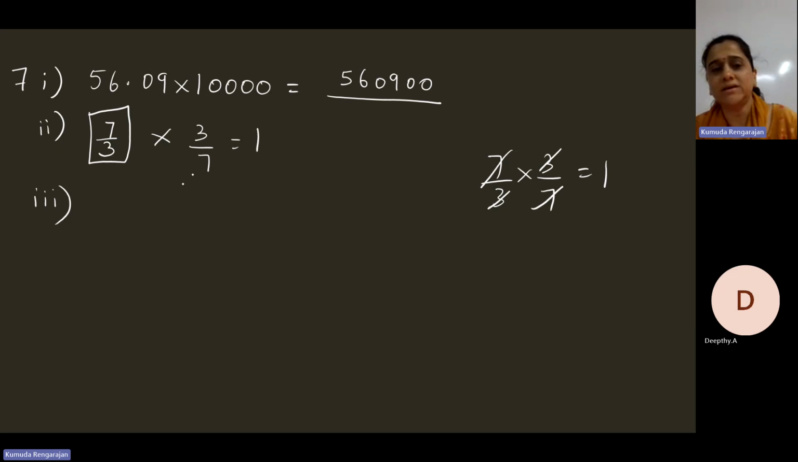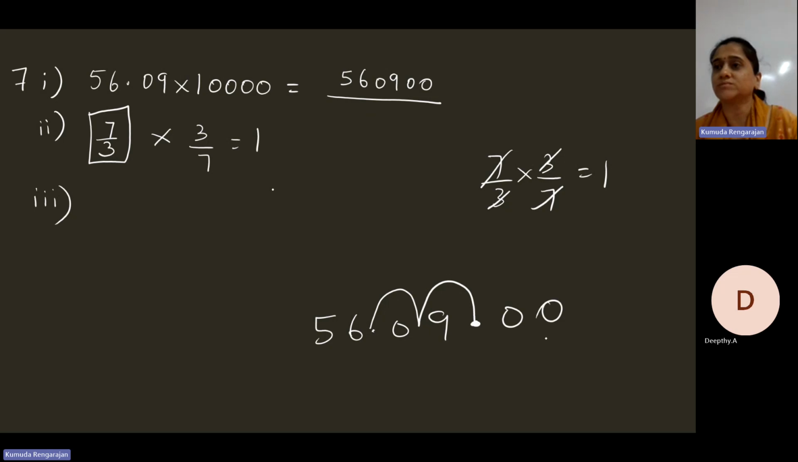Whenever you multiply, you should increase the value. So you should shift the decimal point to the right, 56.09. You're multiplying by 10,000. When you're multiplying by 10,000, the value will increase. So you should shift the decimal point to the right by 4 places because 4 zeros. So 1, 2, it comes here. For 3 and 4, you should add zeros.